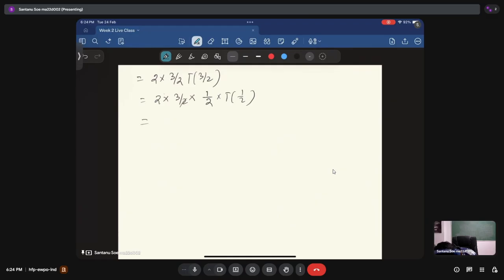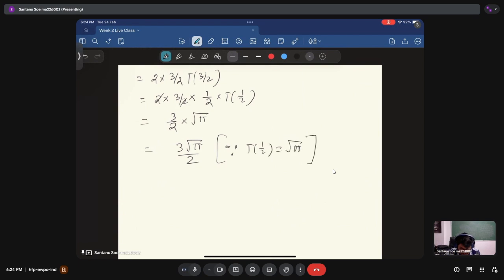So the 2 and 2 will get cancelled out, so this will be 3 by 2, and gamma of half is square root of pi, correct? So the answer should be 3 square root of pi by 2, because gamma of half is square root of pi.